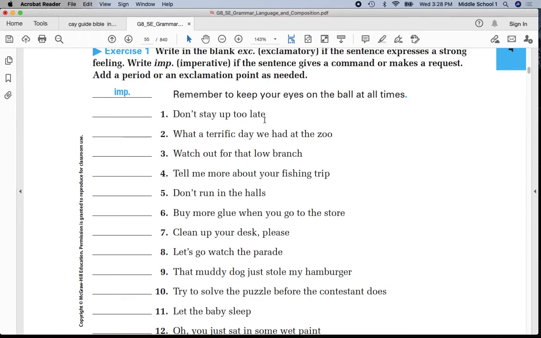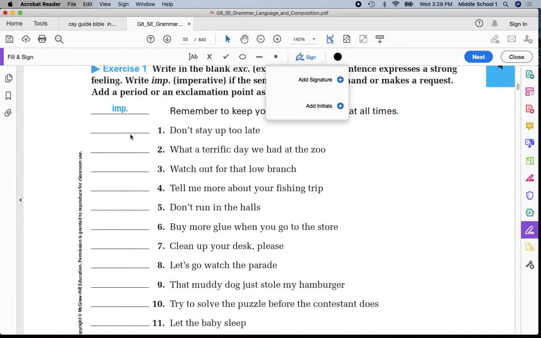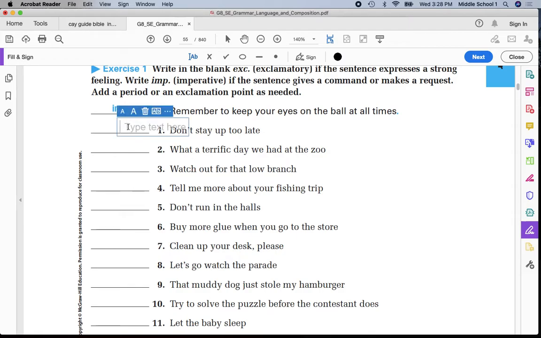Don't stay up too late. I'd call that imperative. Why would I call that imperative? I think I would call that imperative because it's simply a command. You don't stay up too late. Now, if this is the third or fourth time that someone's telling you, then quite frankly, it might be exclamatory. But for this sentence, I think here we're going to call this imperative.